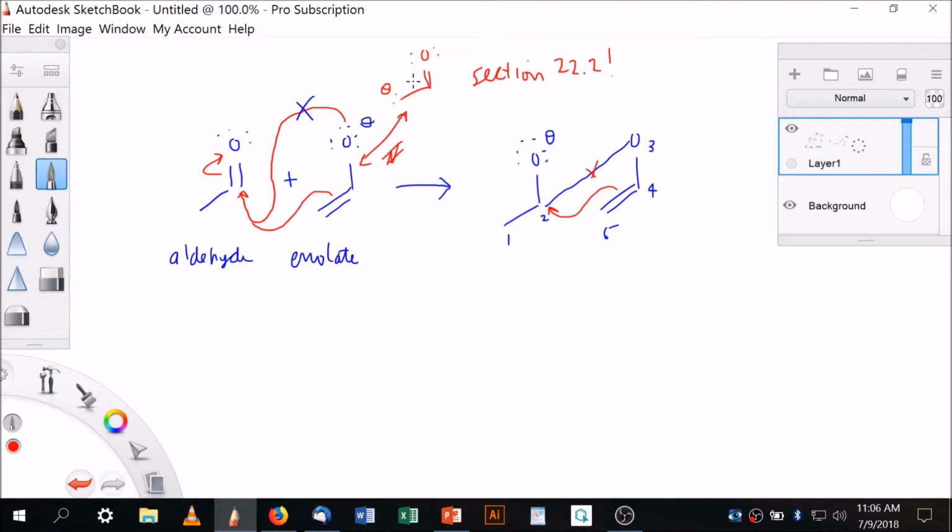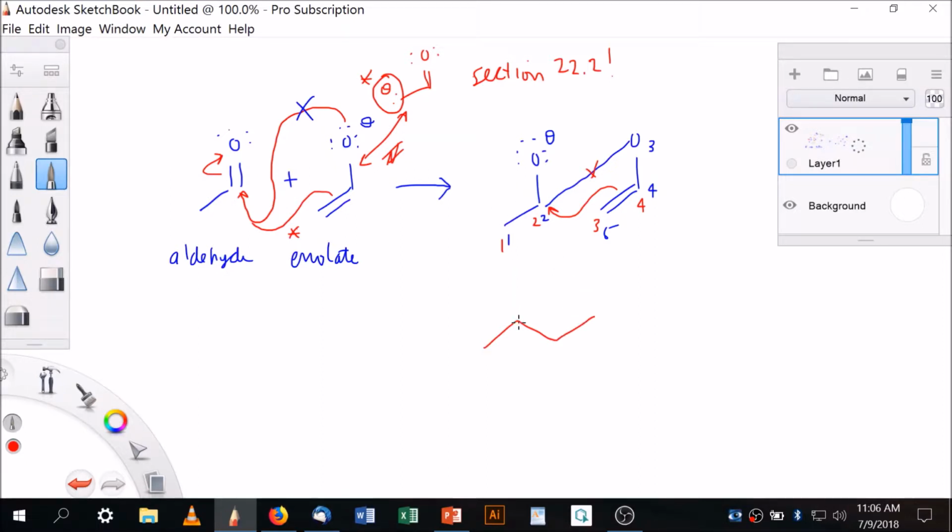But I go back to section 22.2, and I remember, wait a second, it's really the carbon that does the attacking. So these are the electrons here that are really doing the attacking, which is what I said here. Same thing. Those are the same thing. Okay? So if that's the case, now I really have a new bond between 1, 2, 3, and 4. Okay? I'm going to redraw it now. 1, 2, 3, 4.